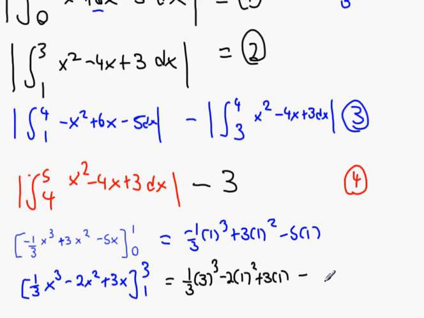Take away the same thing here, isn't it? A third 1 cubed minus 2 times... There should be 3's. Which one? Oh, yes, you're right. Sorry. They are meant to be 3's.